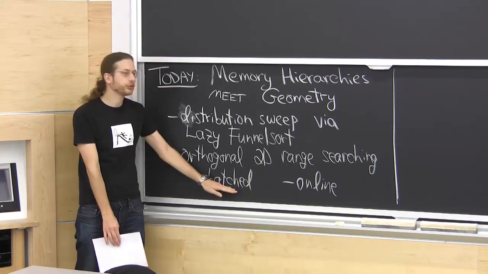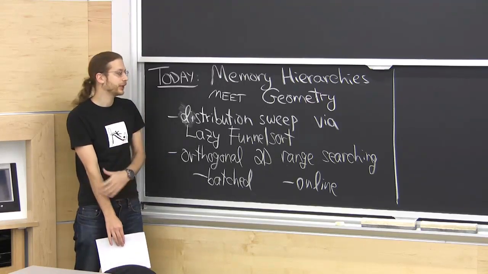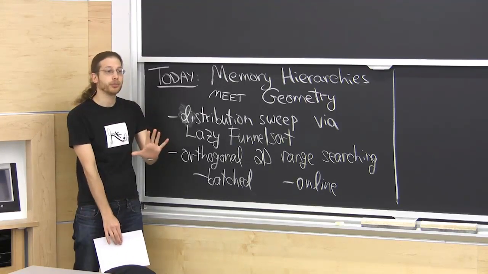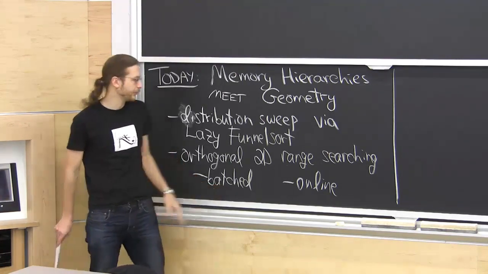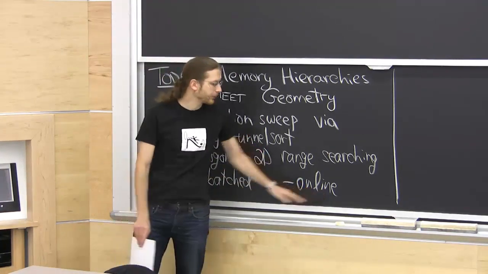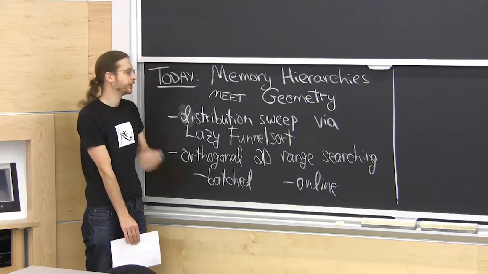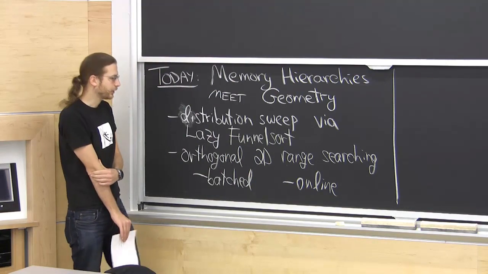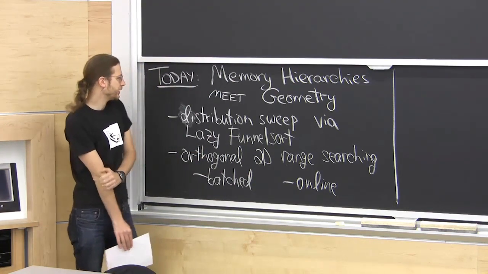And the batched version is where you're given a whole bunch of rectangles and a whole bunch of points up front, and you want to find all the points that live in all the rectangles. So that's an easier version of the problem. We'll start with that, and then we'll go to the usual online version where you have queries coming one at a time, rectangles coming one at a time. The points are preprocessed and will be static.